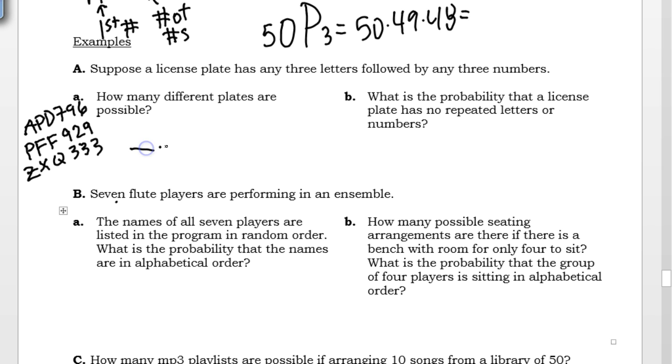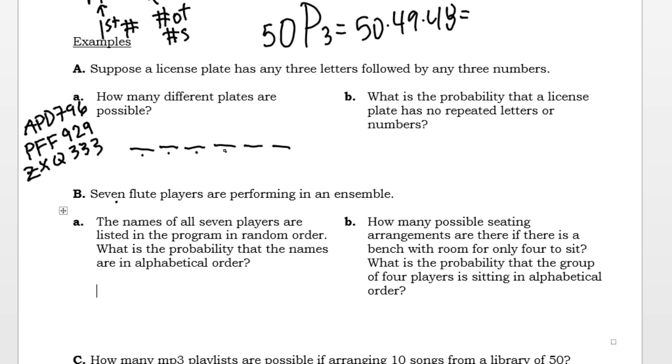So I'm going to look at my scheme of things. I have 3 letters and 3 numbers. And if I want to know how many are possible, my counting principle tells me to multiply how many choices for this spot, and how many choices for this spot, and how many for this, and this, and this, and this. Multiply those all together, and that will tell me how many there are possible.